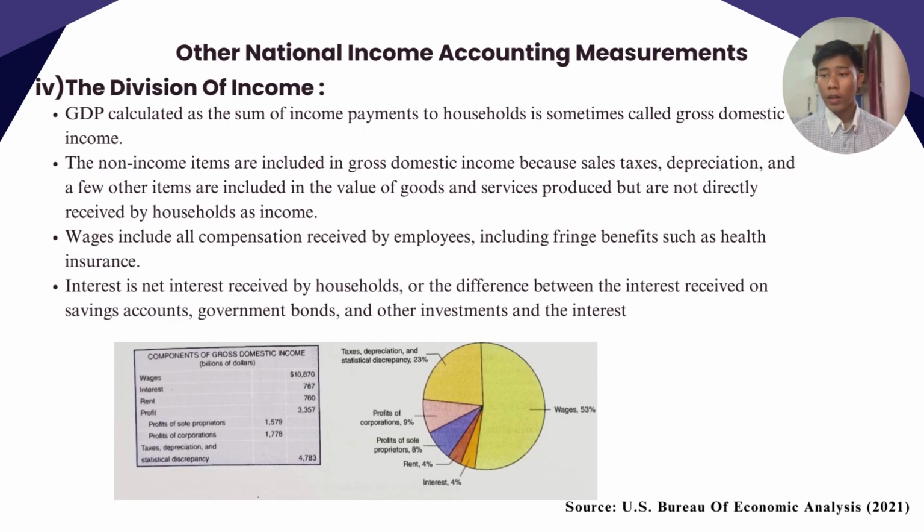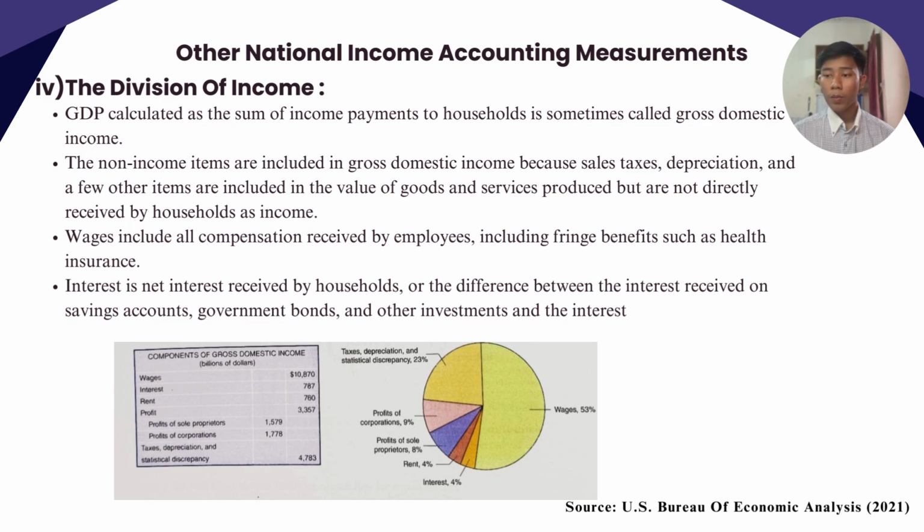So the last one is the division of income. GDP calculated as the sum of income payments to the household is sometimes called gross domestic income. The non-income items are included in gross domestic income because sales tax, depreciation, and a few other items are included in the value of goods and services produced, but are not directly received by households as income.